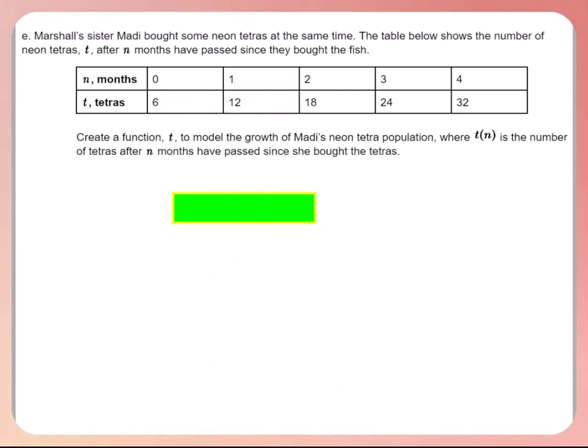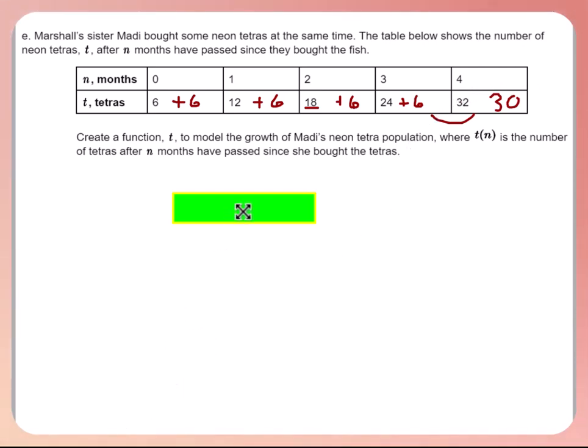Let's see if we're adding. Okay, to get from the tetras from 6 to 12, I would add 6. Now let's see if that pattern works here. If I add 6 to 12, do I get 18? Yes. If I add 6 to 18, do I get 24? Yes. And if you add 6 to 24, I don't get 32. That should be 30. I wonder if that's a mistake. Some of these slides have mistakes here.